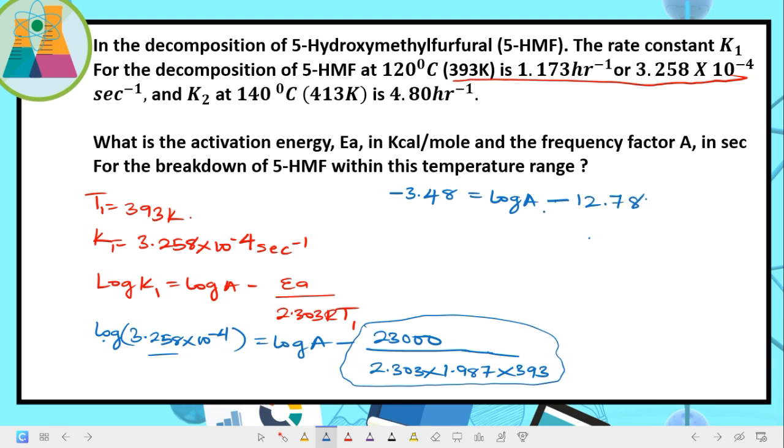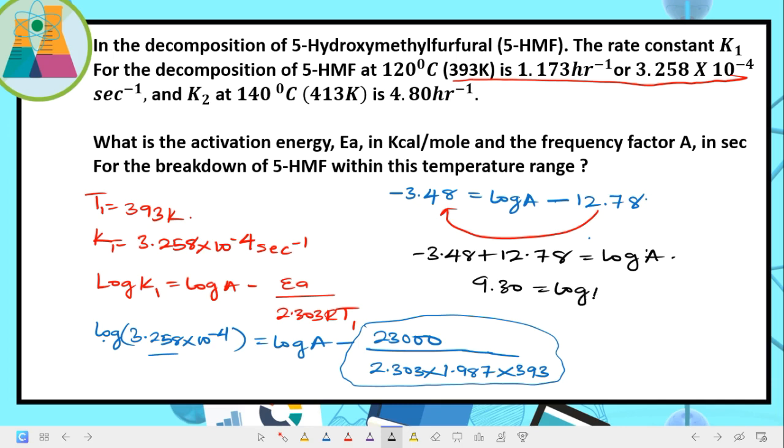Now to make log A the subject of the formula, take this 12.78 from this side of the equation to this side. So what will it become? It will become minus 3.48 plus 12.78 is equal to log A. So at this point in time, you have minus 3.48 plus 12.78. This will give us 9.30 is equal to log A.